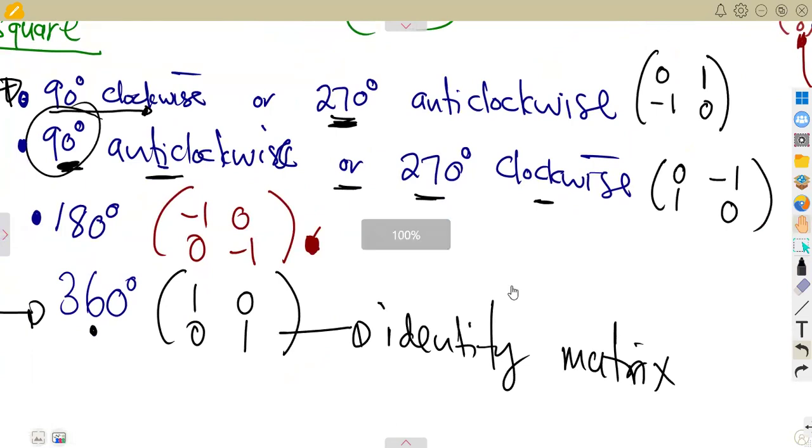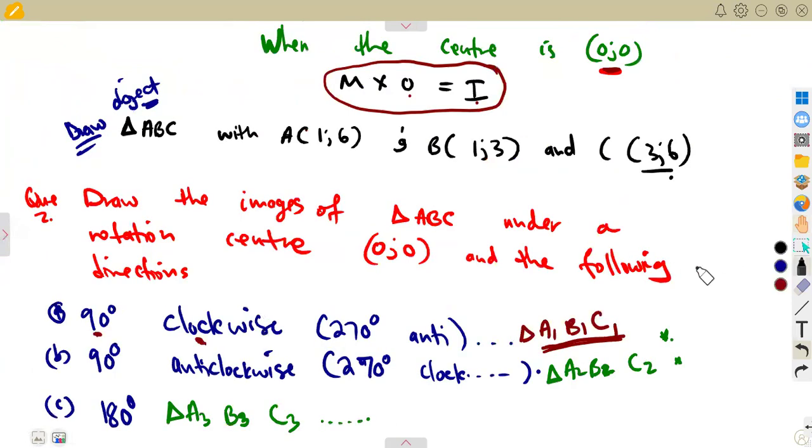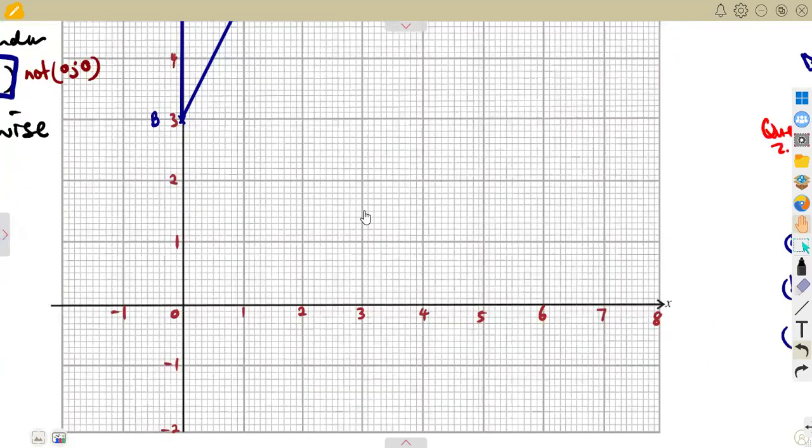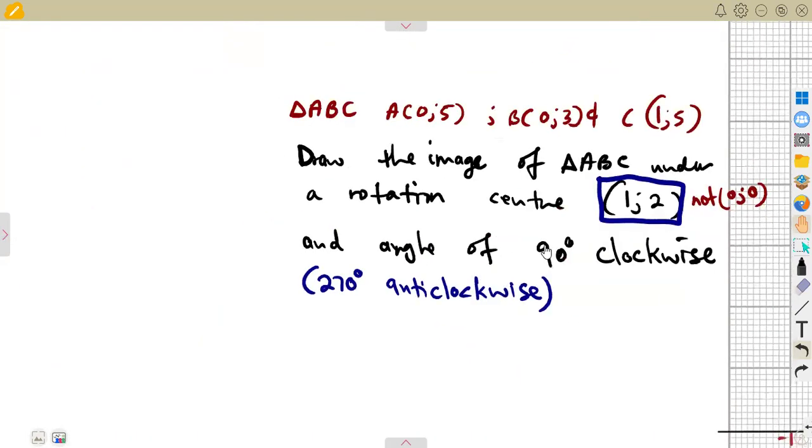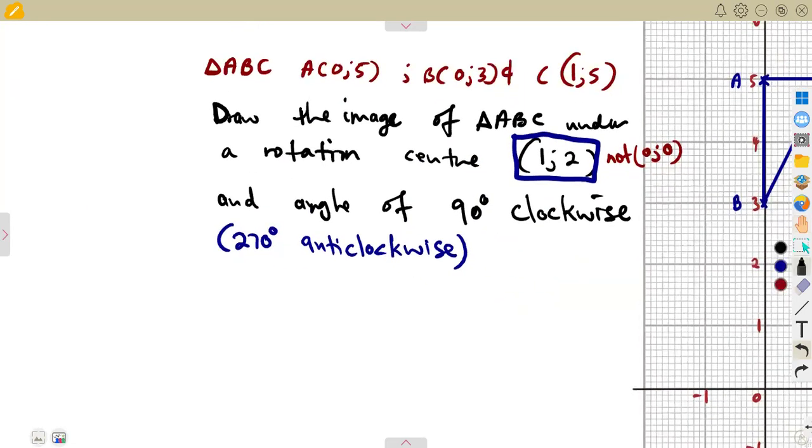Now let's see this one that I promised we would answer together. When the center is 0, 0, it's direct. There's nothing special here. Just multiply your matrix by the object, you get your images, and after obtaining your images, then draw. But if the center is not 0, 0, as we are seeing here, these are the steps you are going to use. Whenever you're talking about a rotation and the center is not 0, 0, and an enlargement also, because remember we said the center affects rotation and enlargement. I have explained this so that on enlargement too, you just need to practice more questions. If the center is not 0, 0, these are the steps that you're going to need.